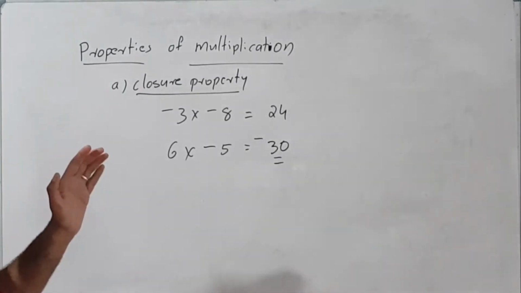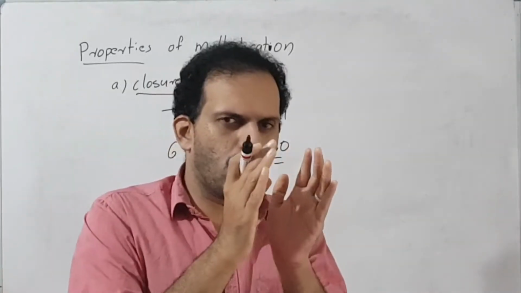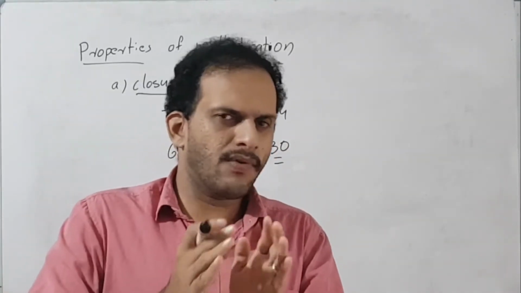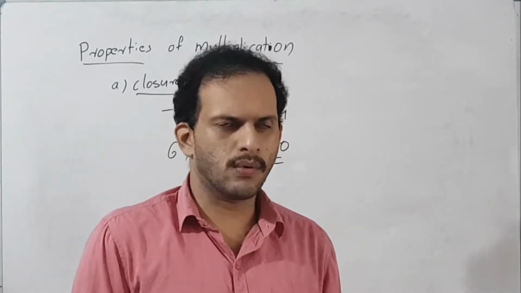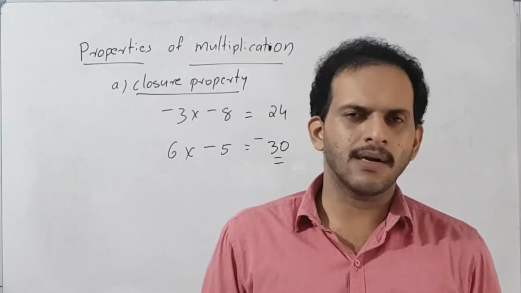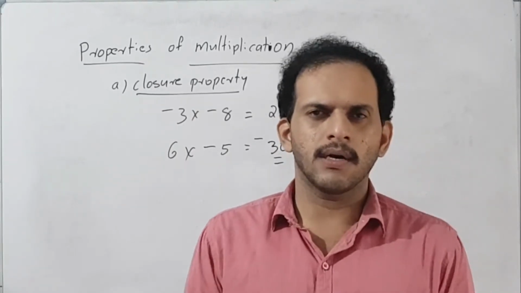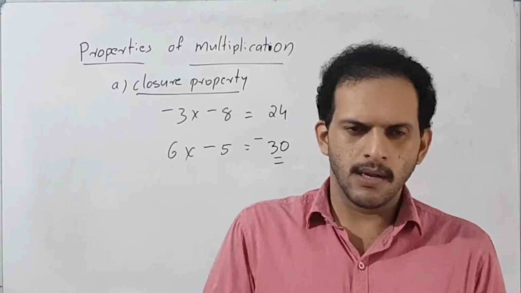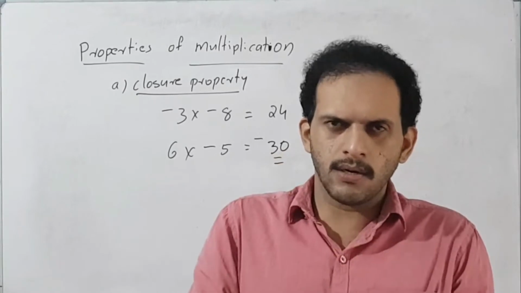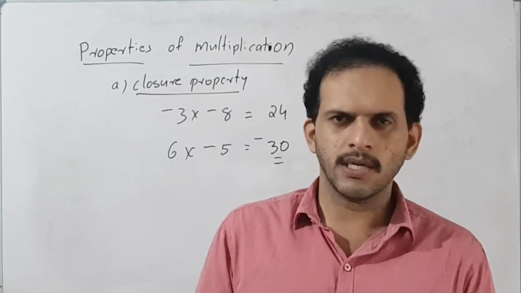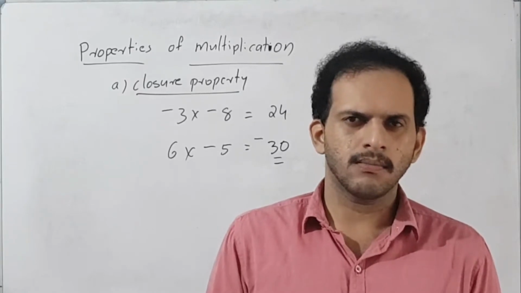That means what do we conclude here? If we take two numbers in the same category and do the operation multiplication, and we get the result also in the same category, then what do we conclude? The integers are closed under multiplication. Correct? We take two integers and multiply, and the result is also an integer. So multiplication satisfies the closure property.